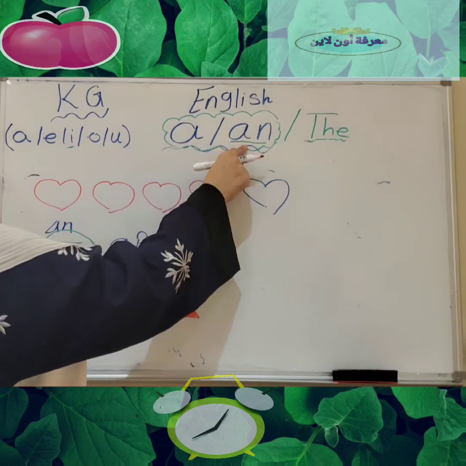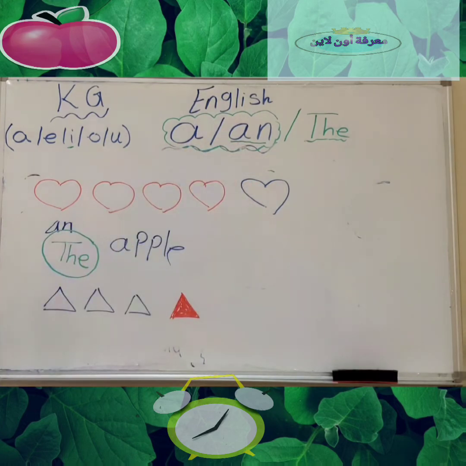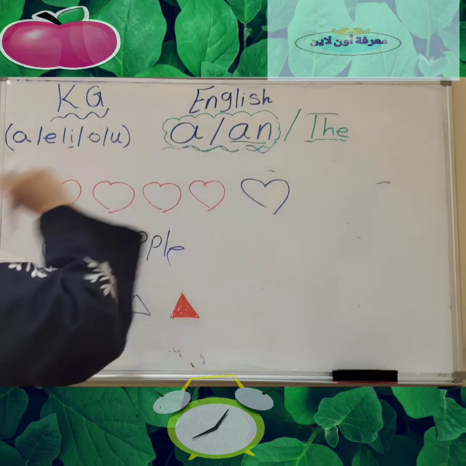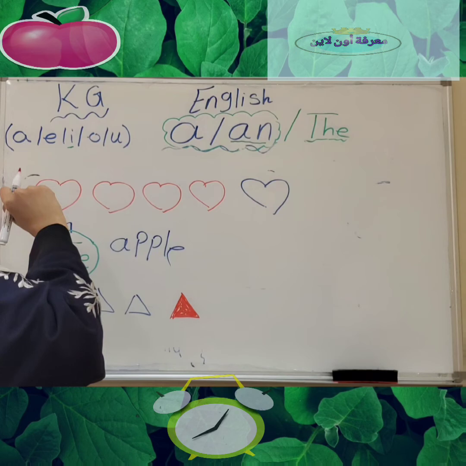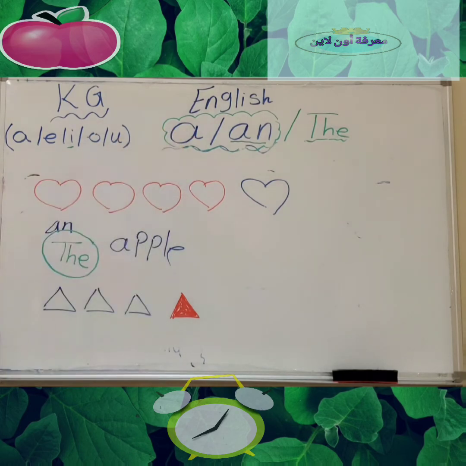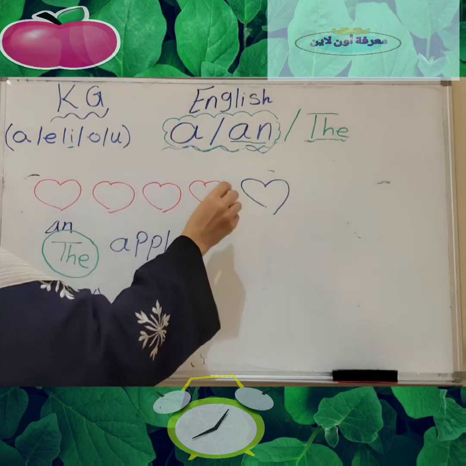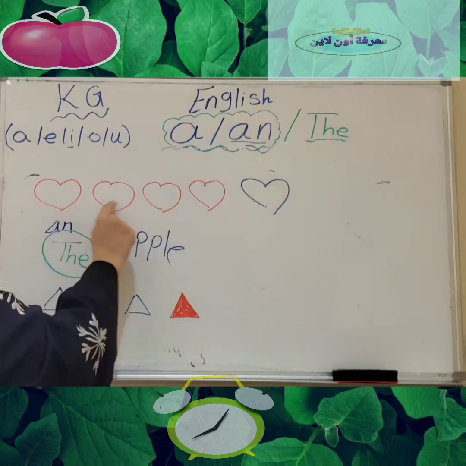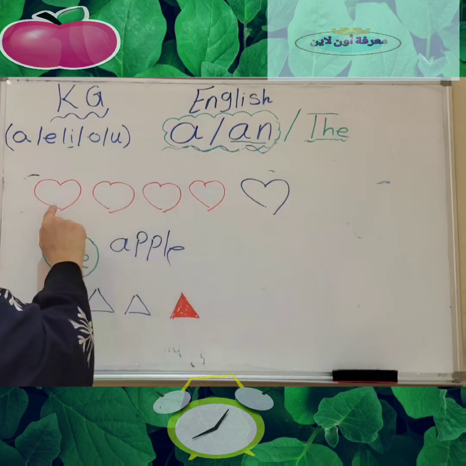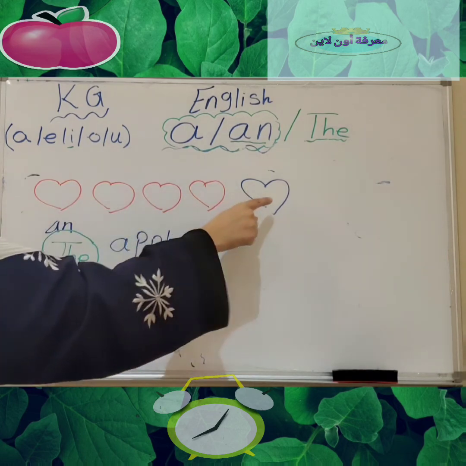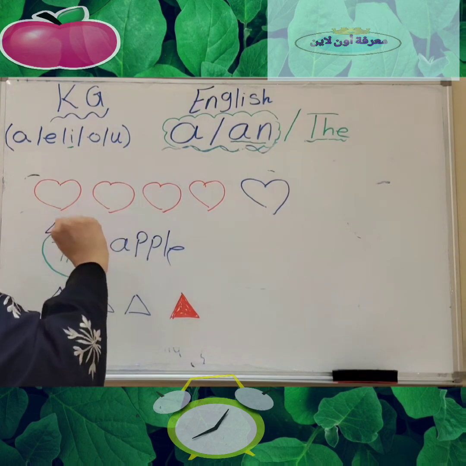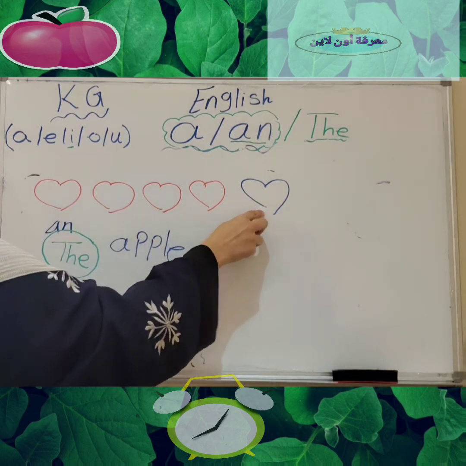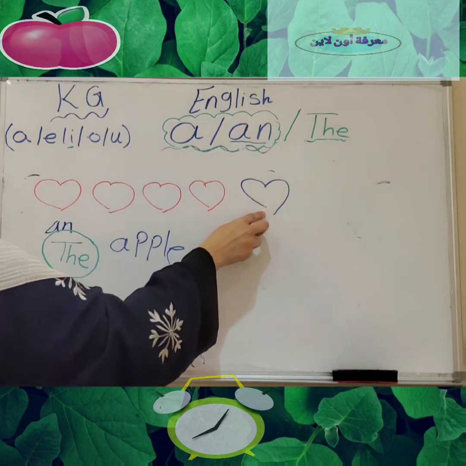A and an, these are articles. The difference between them: I use an if the word starts with a vowel. If the word starts with a consonant letter, I will use a. If I need to mention something by itself, I will use the. There are 5 apples. 4 of them are red and 1 of them is blue. When I need to mention it, I will say, please bring me the blue one or the blue apple.